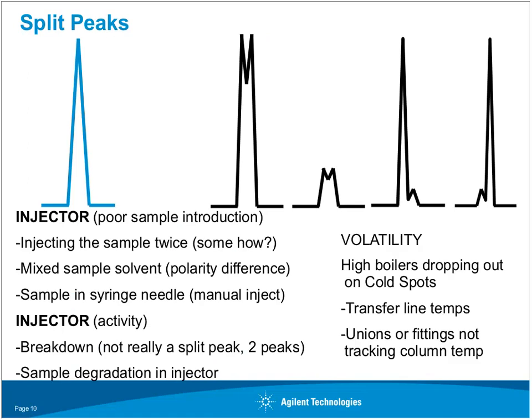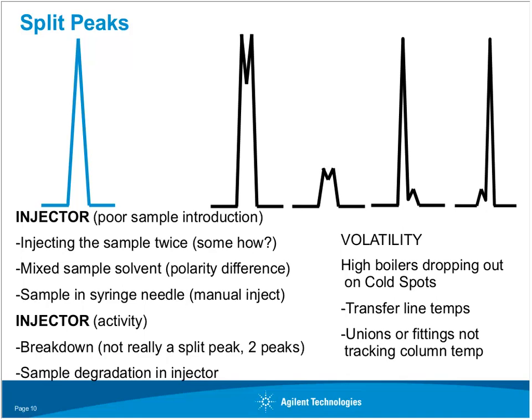Okay, so let's look at the next topic, which is split peaks. Ideally, again, on the left of the slide, we want this nice Gaussian-shaped peak. And what happens when we get these split peaks, these smaller split peaks? We get this shoulder peak and a peak before the solvent peak. In most cases, this can be caused by poor sample introduction. It can be caused by injecting the sample twice. And how do you do that? Well, if you're not careful, if your plunger is jamming in your auto-sampler or your manual injection, you're actually doing a double injection and you can get a split peak.